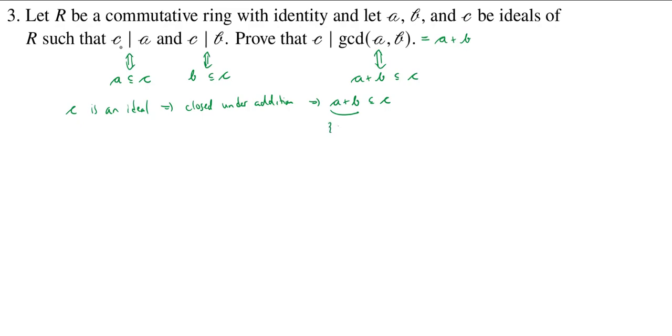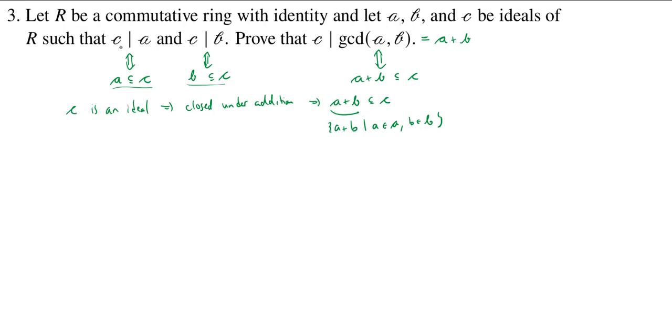These are all things of the form little a plus little b, where little a is in A and little b is in B. So if I know I have some little a in A, well, it's also in C, and some little b in B, well, it's also in C, right? Because we have these containments. But again, C is closed under addition, so little a plus little b will be contained in C.